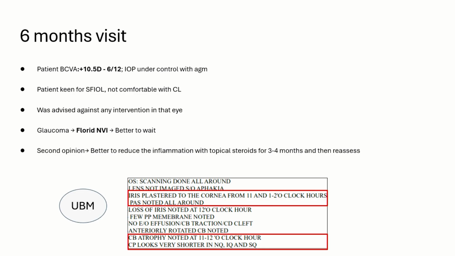And it was showing many features suggesting not to try any other procedure in this eye, like iris plaster, CB atrophy. So all these points are not very favorable. And why I was showing this UBM is that all these are features of chronic inflammation. So we have to understand that endophthalmitis is an inflammatory condition as well.